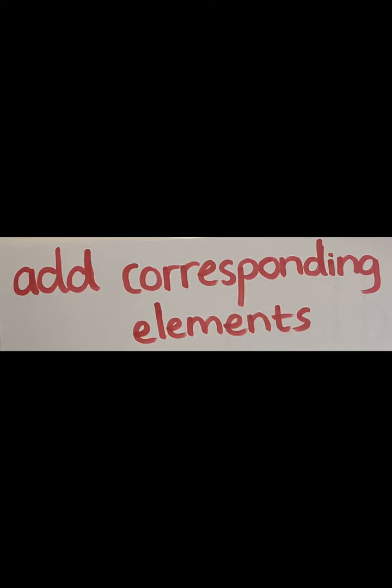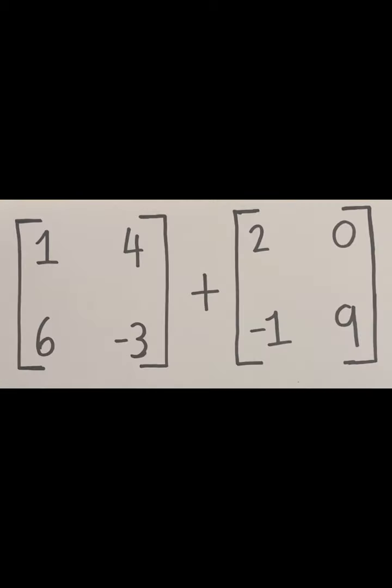In those two matrices, 1 and 2 are corresponding elements. Both are the first entries in the matrix. 4 and 0 are corresponding elements. 6 and -1 are also corresponding elements. -3 and 9 are also corresponding elements.